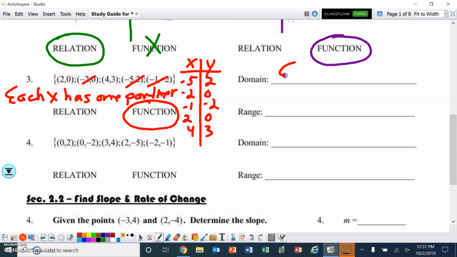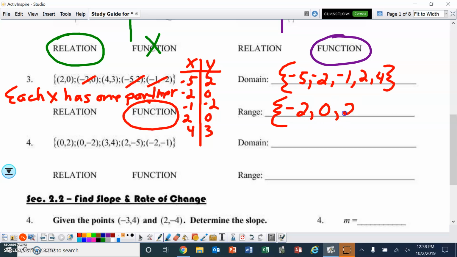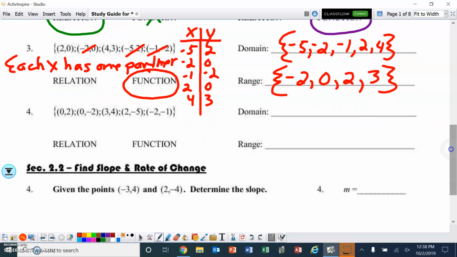Okay, the domain, remember the domain are the x values. I'm just going to put those in order from smallest to largest. The range, that's the y values. And I'm going to put those from smallest to largest. Now I'm only going to write the number 0 one time. We do not need to repeat any numbers when we write the domain and range. So just one 0 is sufficient. All right, let's move on to the next one.